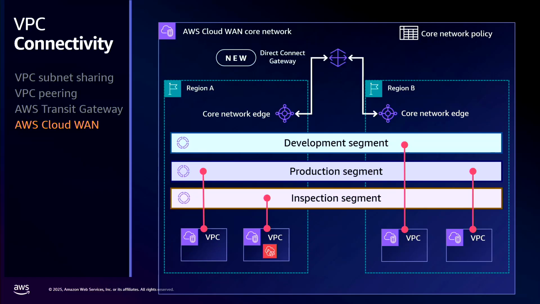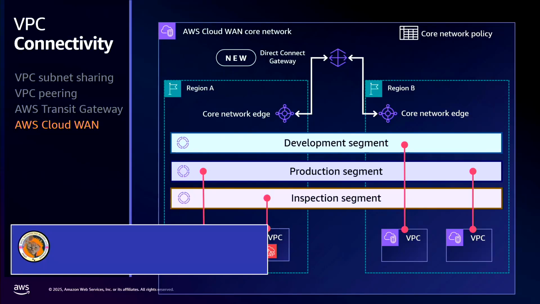What you can also do is to attach or connect your Direct Connect directly to Cloud WAN. So before an announcement that was made end of last year, you needed to have a transit gateway between Direct Connect and Cloud WAN, but now you can really directly connect your Direct Connect to Cloud WAN. So it simplifies the configuration in the end.